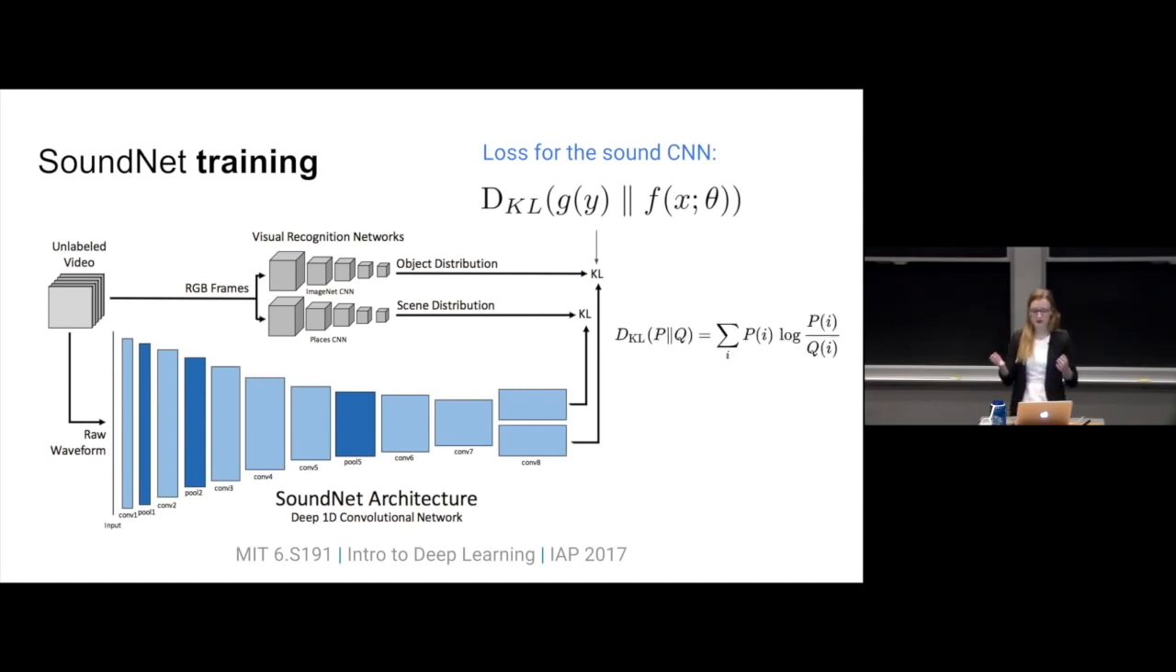And KL divergence, if you're not familiar with it, is sort of the difference between two probability distributions, which are discrete here. So you can say, oh, there's a probability of 0.1 that there's a zebra in this video, and we want to train the SoundNet to also predict 0.1. So basically, it's just a sum over the different classes, and we're doing the probability from one distribution times the log of the fraction of those probabilities.